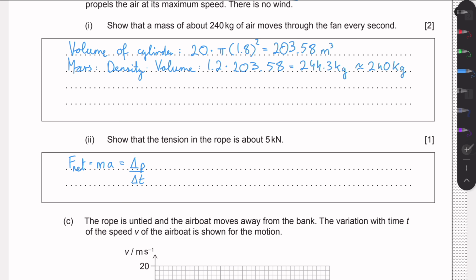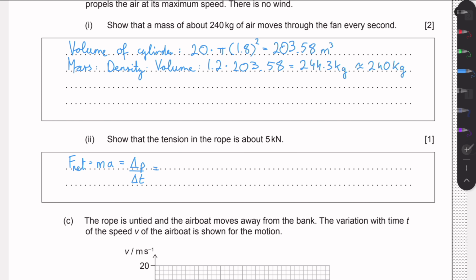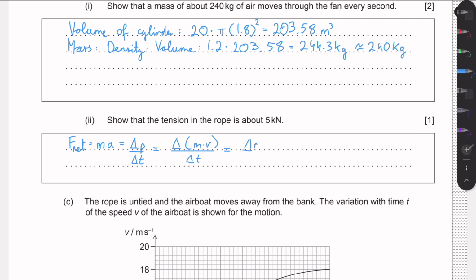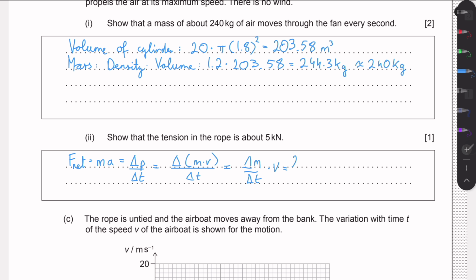So what we can say is that the change in momentum is just the velocity, or well, we can say the change in mass times velocity divided by the change in time. And well, the velocity is not changing. The air is moving at a constant 20 meters per second. So this will just be the change in mass over change in time times the velocity. And well, we know the change in mass over change in time is just 240 kilograms per second. So we just need to do 240 times the speed of air. So like this. And this will give us 4885 newtons, which is approximately 5 kilonewtons.